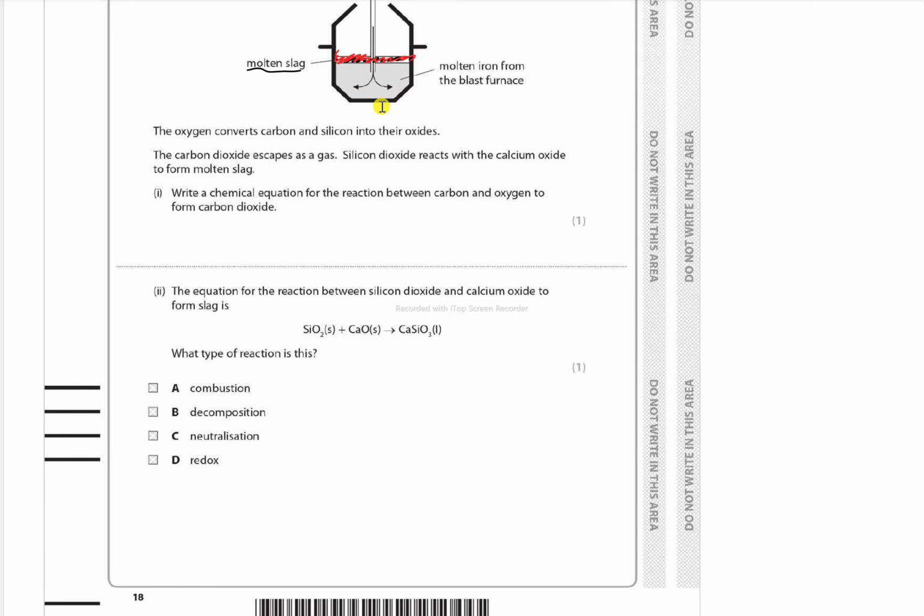Write a chemical equation for the reaction between carbon and oxygen to form carbon dioxide. So carbon plus oxygen. We know oxygen comes in pairs, it is diatomic, and it gives carbon dioxide. Right, we've got one carbon, done. All right, okay, that's it.